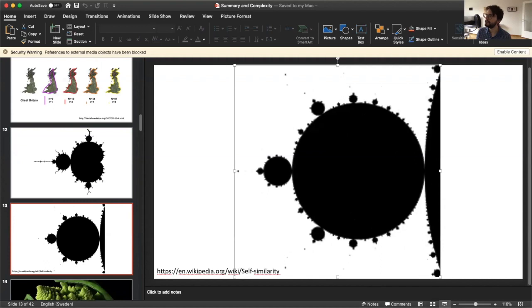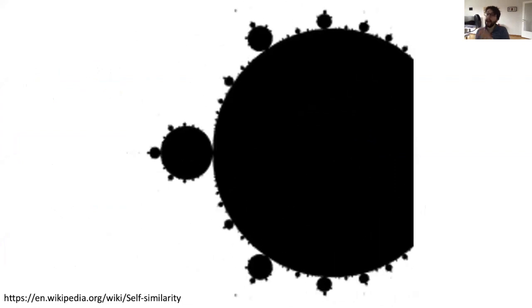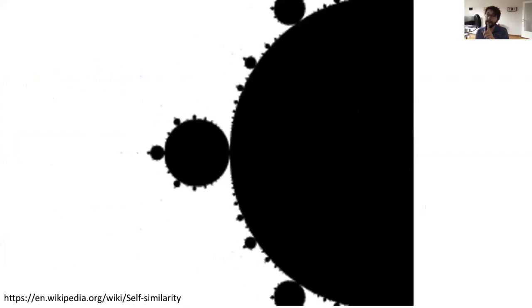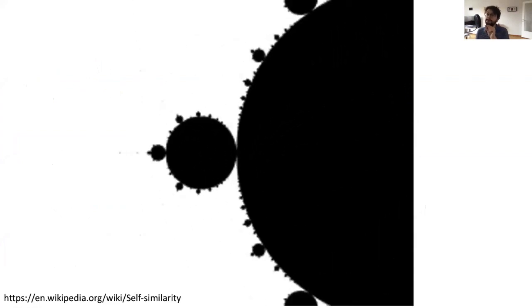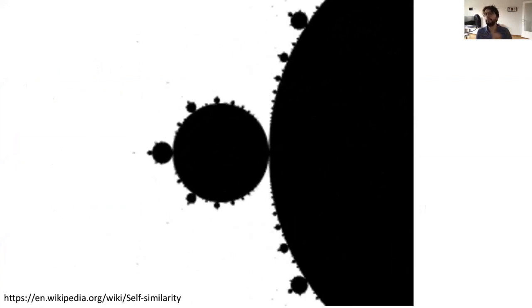Should I do it like this? Yes. So as you can see, it's self-similar. If you zoom in into a specific point in the Mandelbrot set, and this specific point is actually the Feigenbaum point, which corresponds to the Feigenbaum constant. So that's a super neat thing. This shows how universal this is.